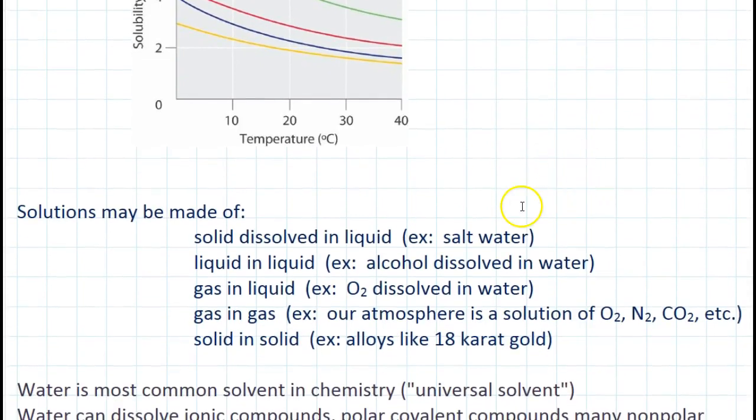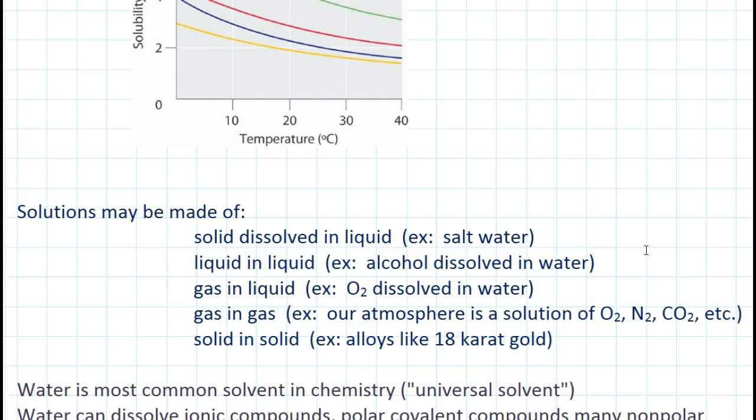So solutions can actually be made of a couple different combinations. The most common is solid dissolved in liquid, like salt water. Liquid dissolved in liquid, like alcohol dissolved in water, is an interesting one because actually alcohol and water are completely dissolvable in one another. So you can have a mixture that is 1% alcohol and 99% water, or it can be the other way around, and it kind of switches which one is the solvent and which one is the solute. Or they can be 50-50, in which case it's kind of arbitrary to say which one's the solvent and which one's the solute, because whichever one you have more of, you call the solvent.